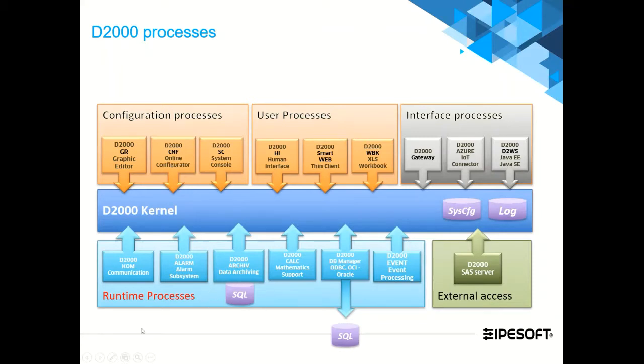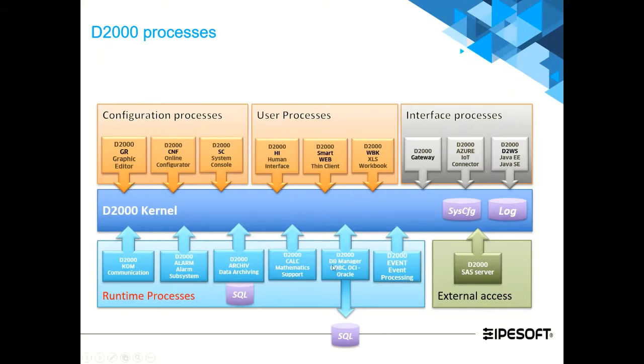So, what are the runtime processes? D2000 COM process handles real-time communication. D2000 Alarm handles alarm objects. D2000 Archive is our historian, which stores the data into an SQL database. D2000 Calc handles evaluated tags and calculates their values.